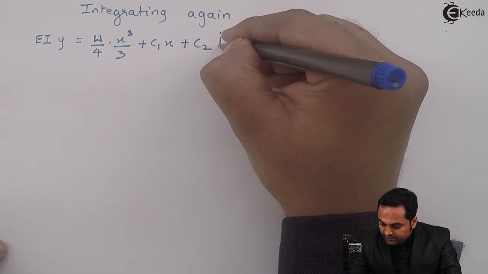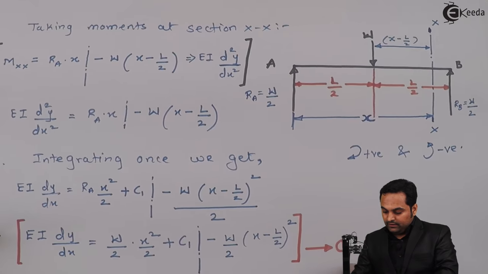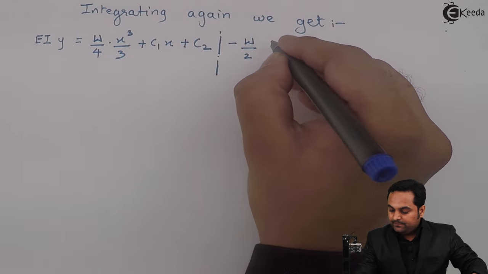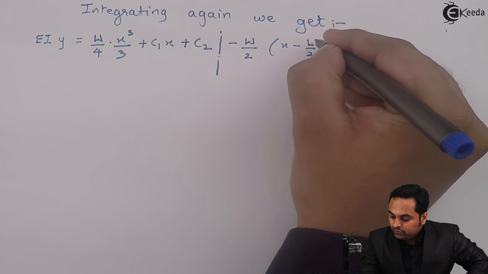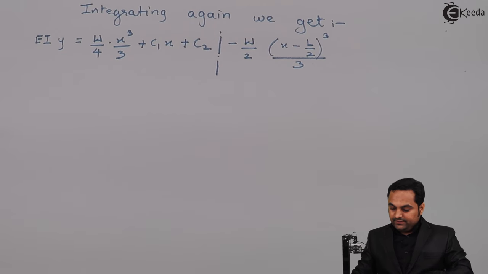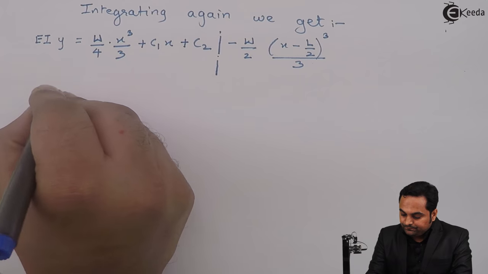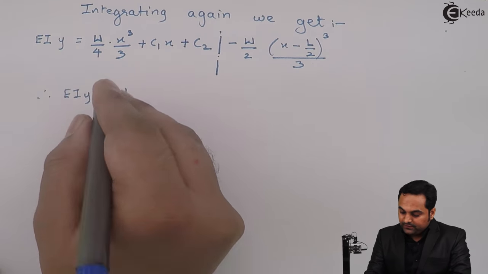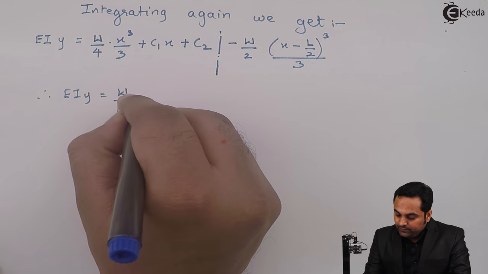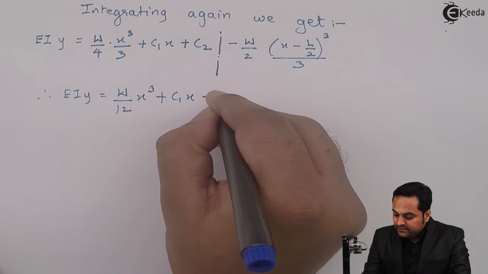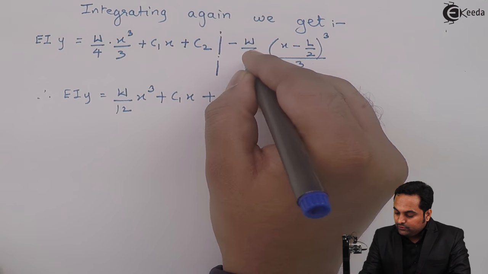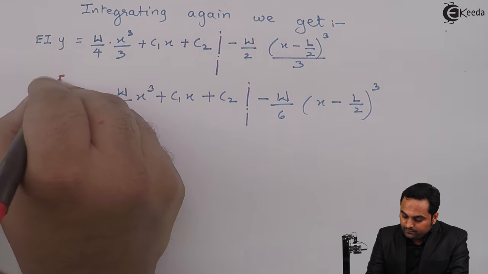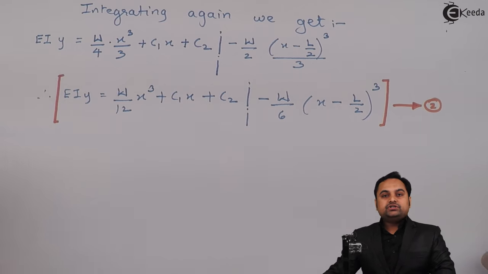Next, this will be the first term. Now we have minus W by 2, I'll take it as it is. Then we have x minus L by 2 square, so that will become x minus L by 2 cube divided by 3. Then if I simplify this, it will be EI into y is equal to W by 12, 4 into 3, x cube plus C1x plus C2, this will become minus W, 2 into 3, that will become W by 6. Then we have x minus L by 2 whole cube. So this is the second equation for us.